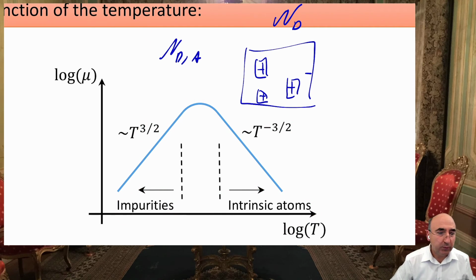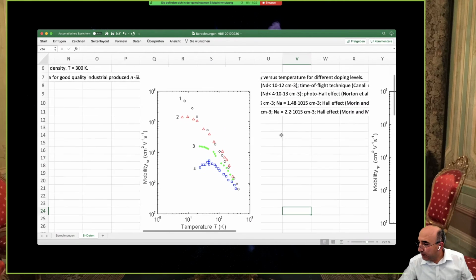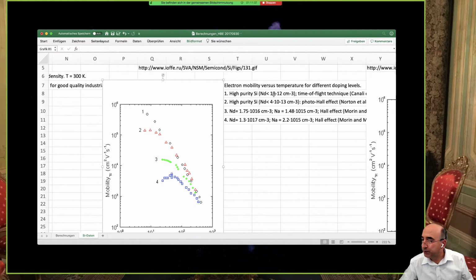Let's go to here. Do you see measurement 1, measurement 2, 3, and 4? What has been measured? All these dots are measured. As a function of the temperature, the mobility is measured. What is the variable between black, red, green, and blue? They are the doping concentrations.